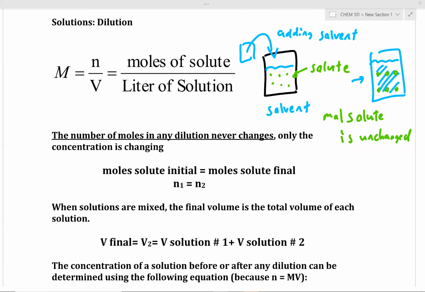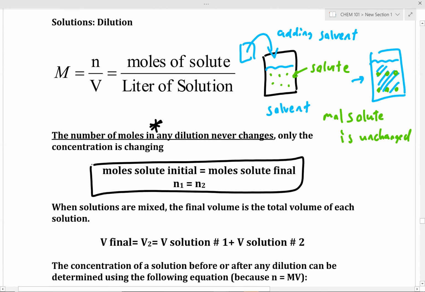Now, why does this matter? Why do we care about this? Well, we're able to establish the moles in any dilution. The number of moles of solute does not change. Only the concentration changes. So the moles of solute initial must match the moles of solute final after your dilution.